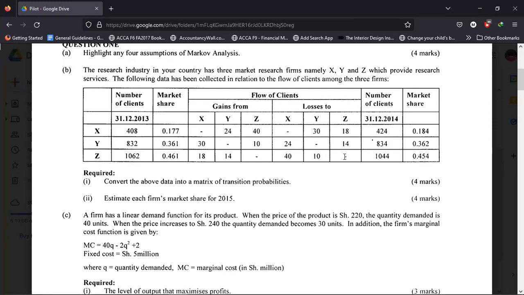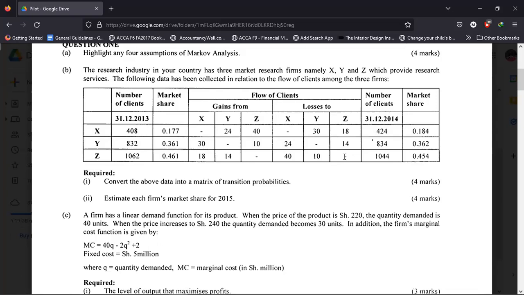When I look at this question, the examiner has already given you a chart where we have the gains from and the losses too. We are being given the number of clients at the end of 2013, which means they are the opening in 2014. Then we are being given the closing balances for the year 2014. You can see them there. My market share will be in decimal places, which means it is just a form of probabilities.